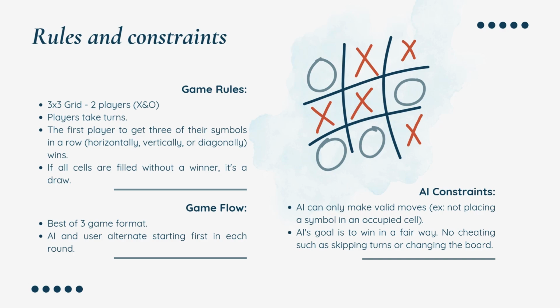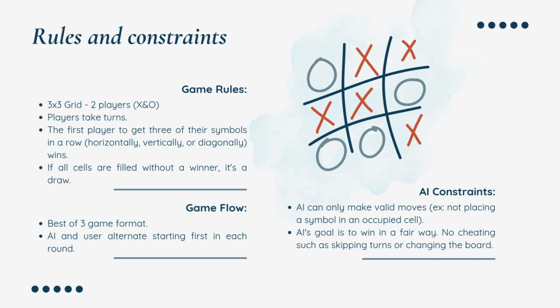These rules form the foundation of the game, and AI will need to follow them precisely to create an authentic player experience. Now let's talk about what constraints we'll place on AI itself. AI can only make valid moves. For example, it can't place a symbol in a cell that's already occupied, and the AI's goal is to win, but it must play fairly. It won't be allowed to skip turns, alter the board state, or make impossible moves. And by enforcing these constraints, we ensure that AI behaves like a legitimate player rather than exploiting the system to win.